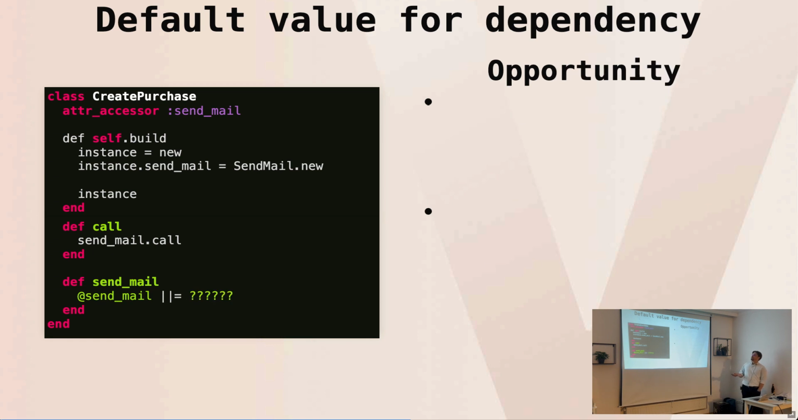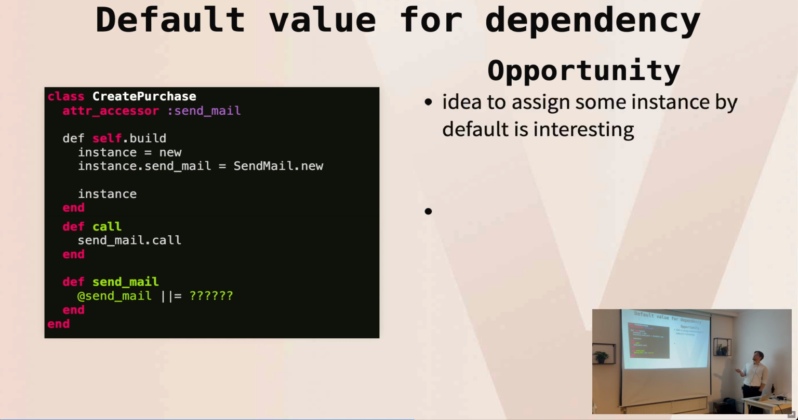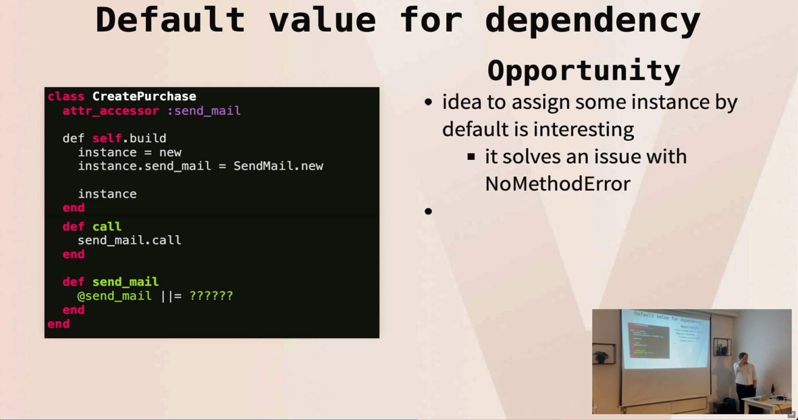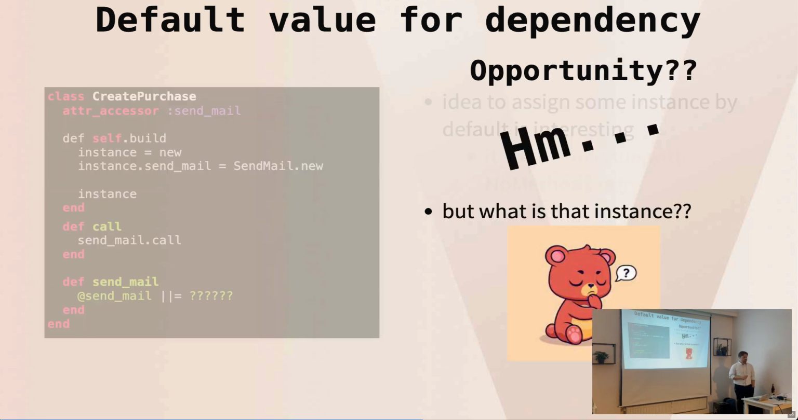So what should we put here? We need to find something, because in general, if we find this thing, we will have a useful object. So the idea of assigning some default value is interesting. Also, it will solve the no method error. But what is this instance?